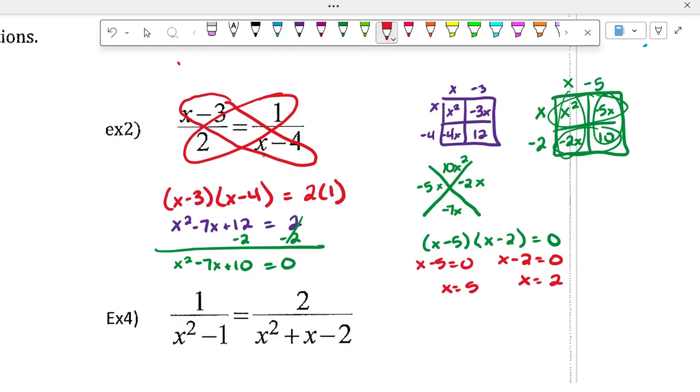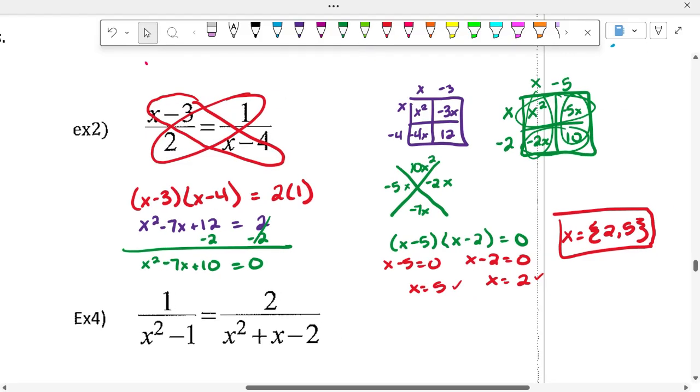Plug both back into anywhere I see an x in the denominator. So that's just in this denominator. We got to make sure it's not 0. 5 minus 4, that's 1, not 0. 2 minus 4, that's negative 2, not 0. So these both work. So x is equal to the set of 2 and 5. So just know quadratics come back to haunt you. You've seen them in radical equations. You'll see them in rational.